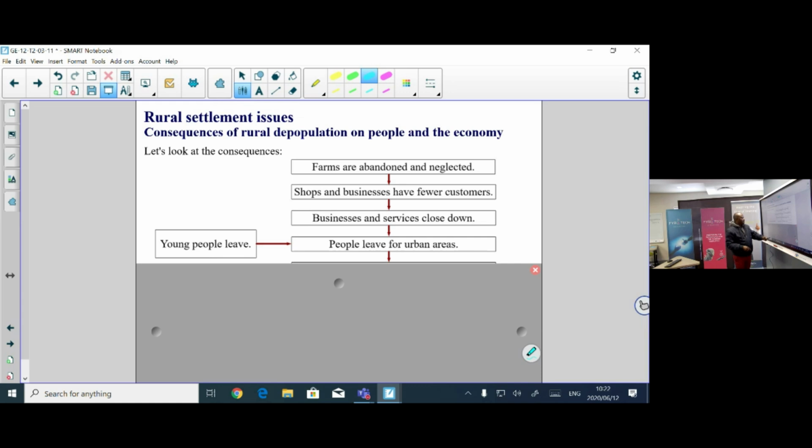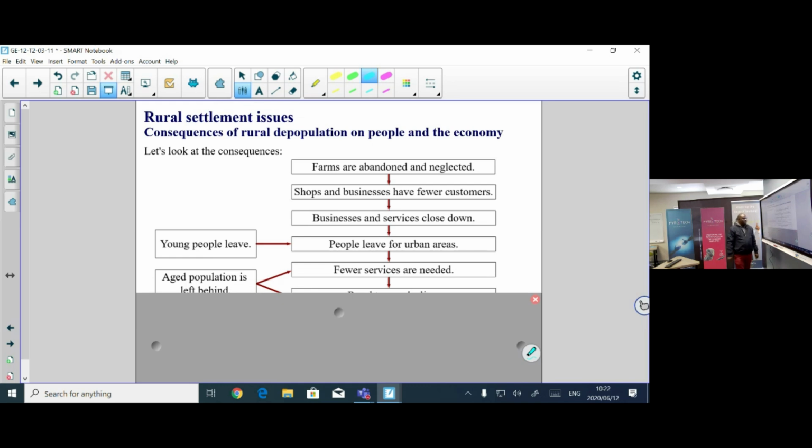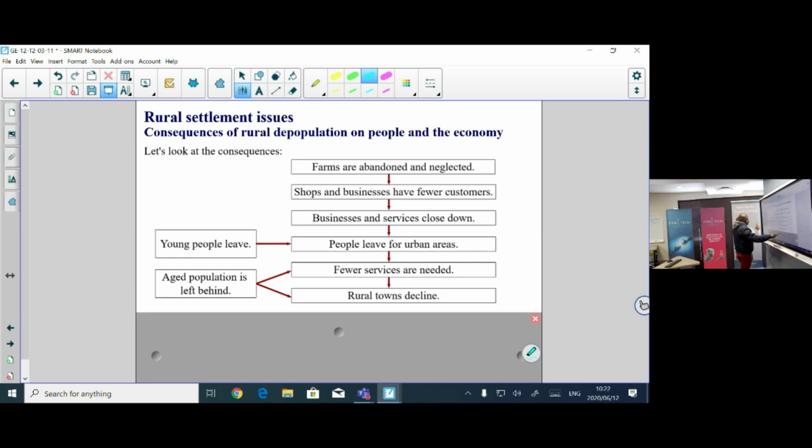People leave for urban areas, mostly the young. Fewer services are needed in the rural areas now because there are no more people there. Rural towns decline. So because of that, we find that the towns become ghost towns where there will be no people and there will be abandoned buildings and so forth. So the aged population is left behind to live in those abandoned buildings, in those abandoned areas.